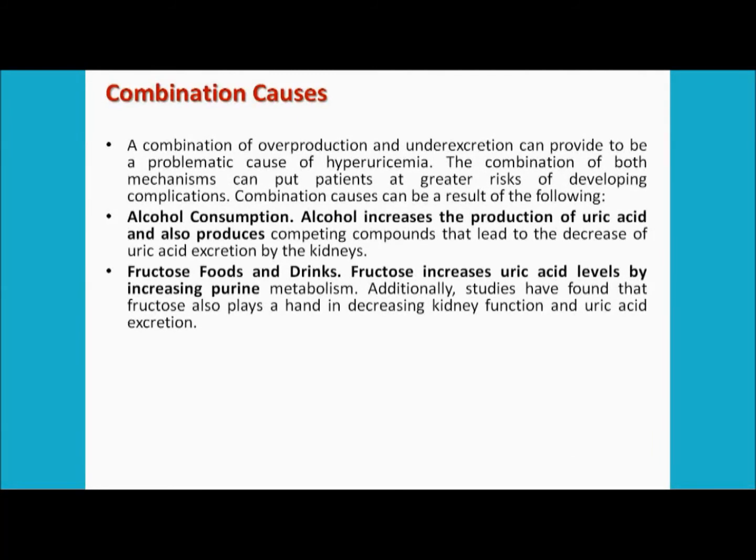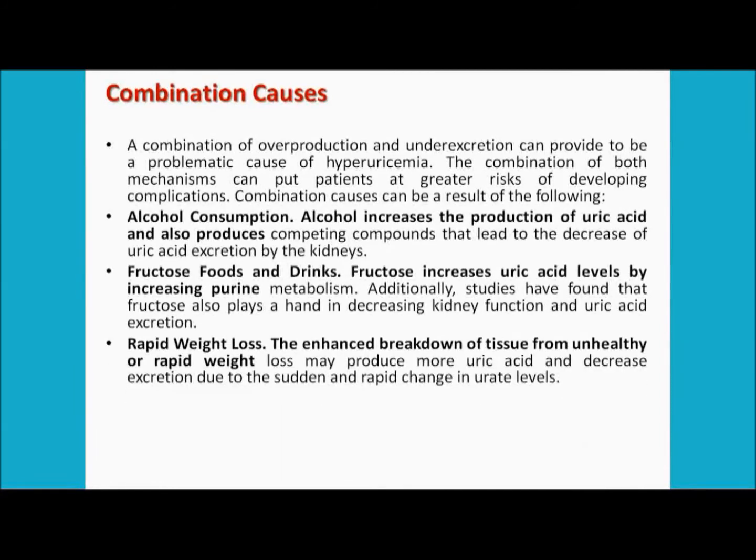You can say fructose increases uric acid levels by increasing purine metabolism in the body. You should know that fructose stimulates the overproduction of uric acid by increasing purine metabolism. Moreover, it has now been found that fructose plays a part in decreasing kidney function and uric acid excretion in the human body.